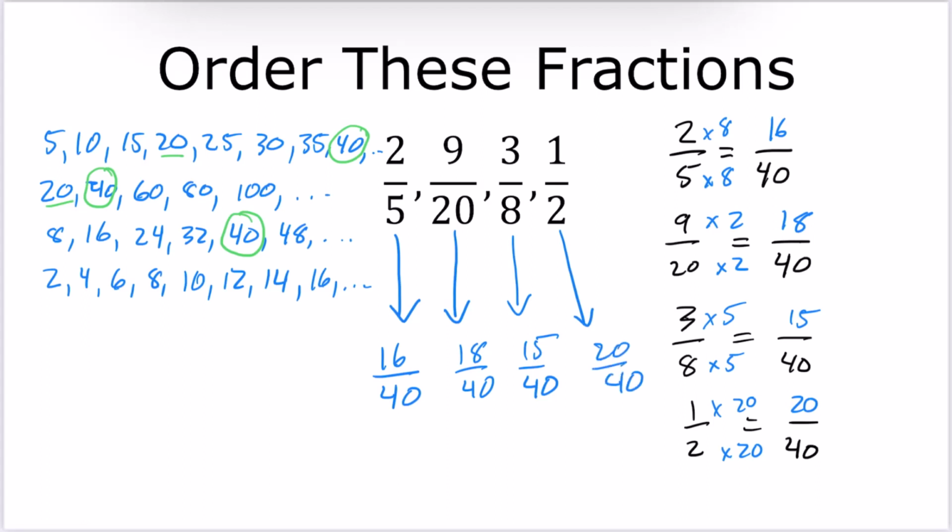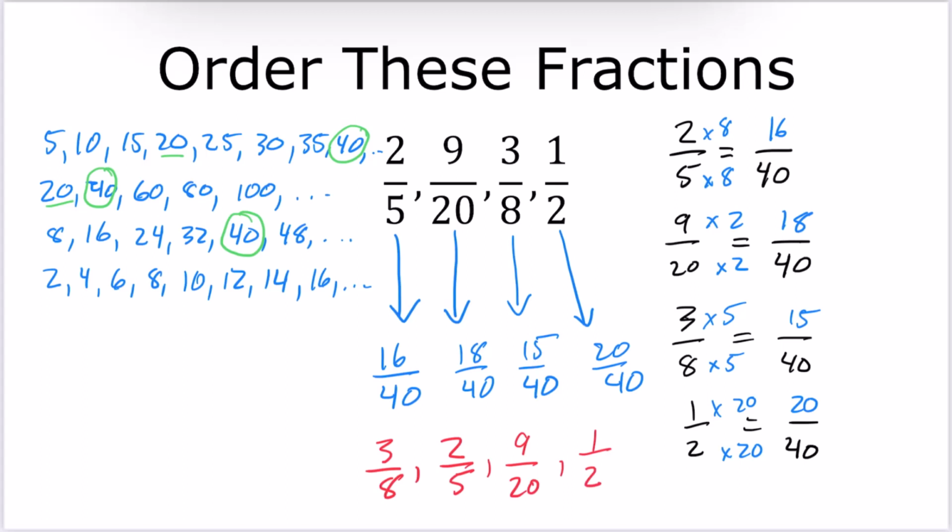And then when I look at these fractions with common denominators, I can say, okay, well, it looks like they're all split up into 40ths now. And the smallest amount of pieces that I have is the 15/40ths, which is 3/8. So 3/8 is my smallest fraction. Then 2/5 is going to be my next one because 16 is the next smallest number. Then 18 is the next smallest number, so 9/20 will come next. And then 1/2 will be our largest number.